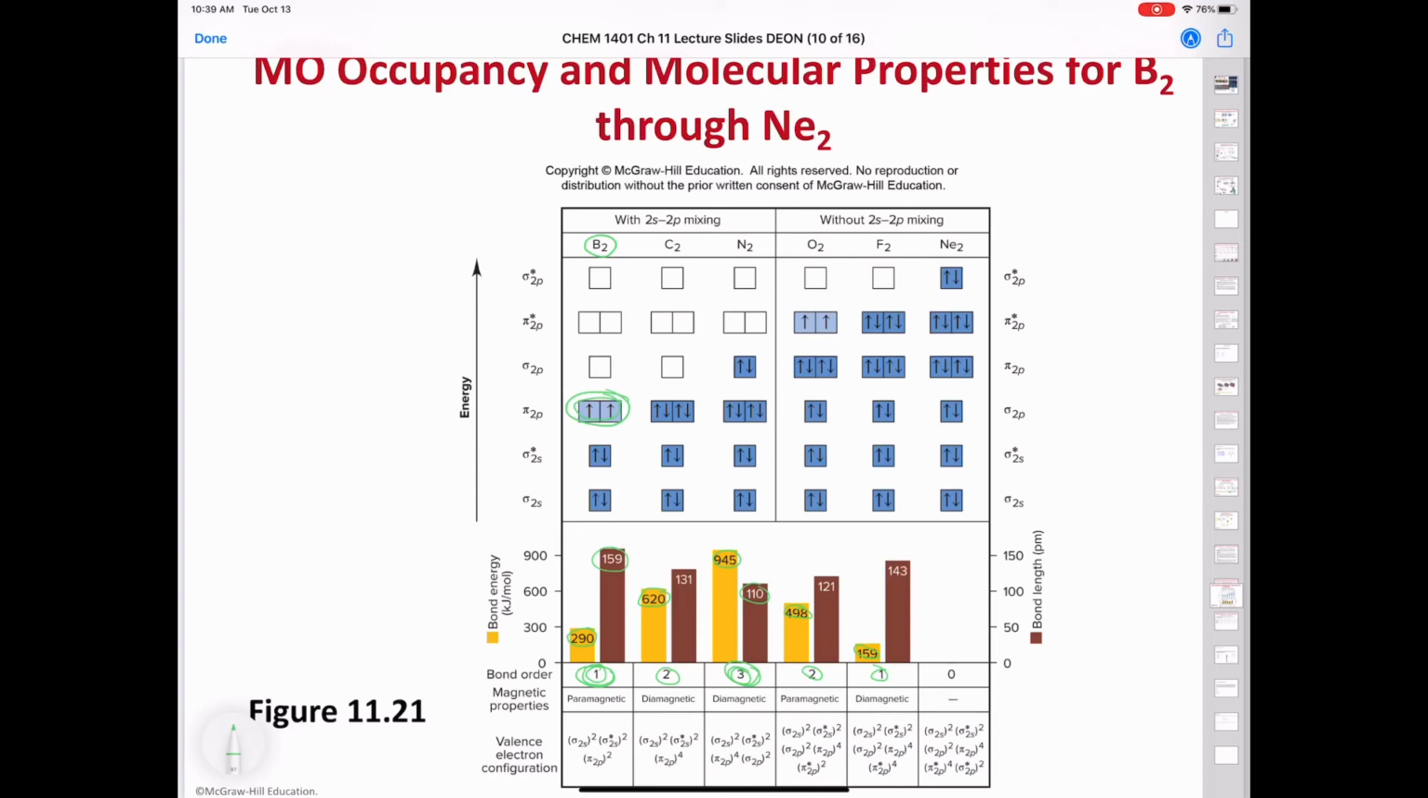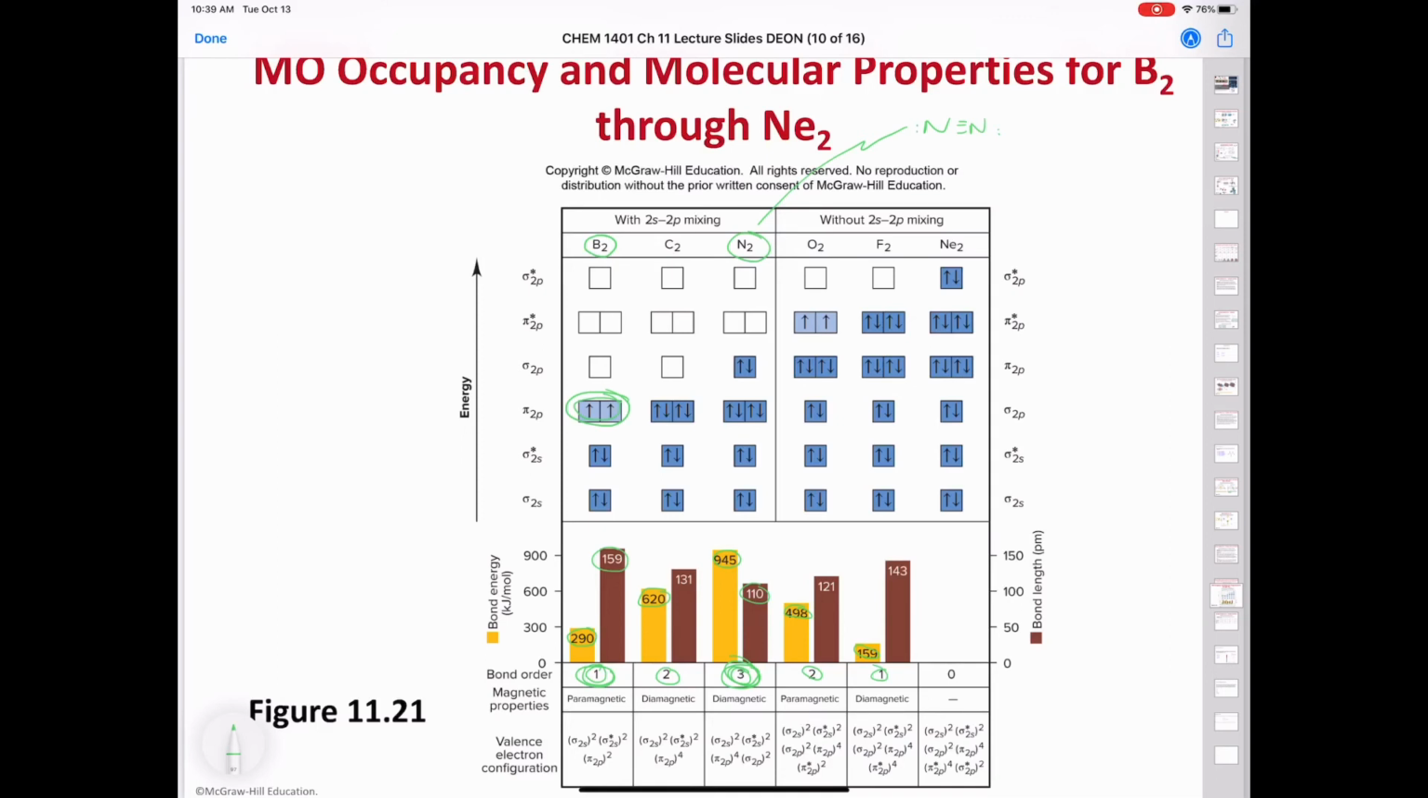It also has a bond order of 2, and so the bond is going to be shorter and stronger than the one in B2. If we move up to N2, you see that we have 2 more electrons that fill the sigma 2p, and so the molecule is going to be diamagnetic. It has no unpaired electrons. It also has a bond order of 3, which is consistent with the triple bond in the Lewis structure of N2, right? If we draw the Lewis structure, so that works out.